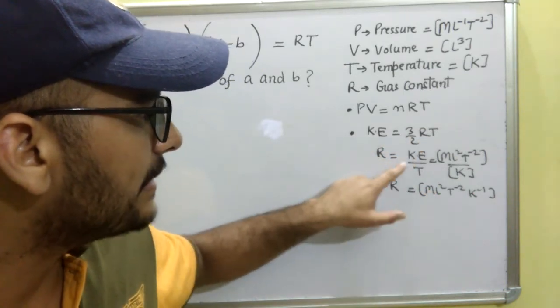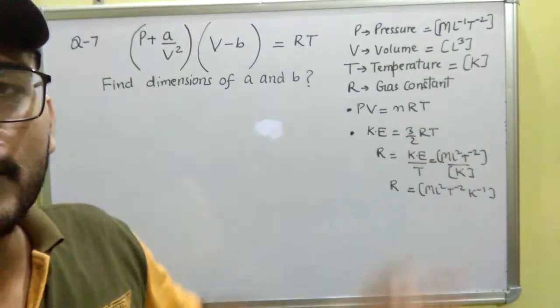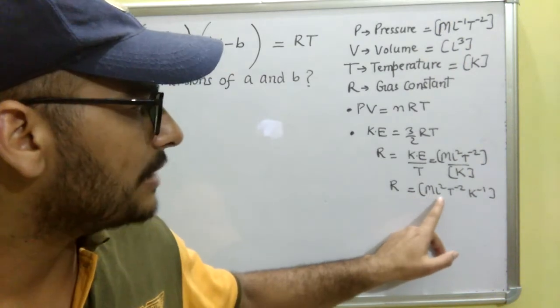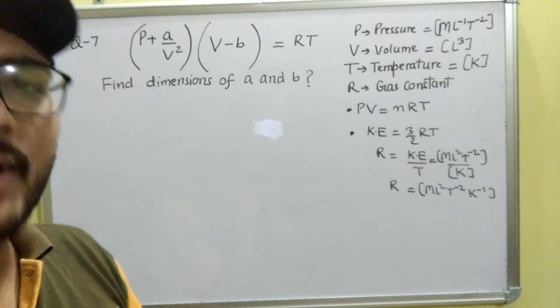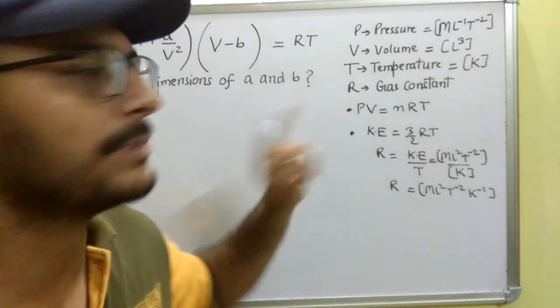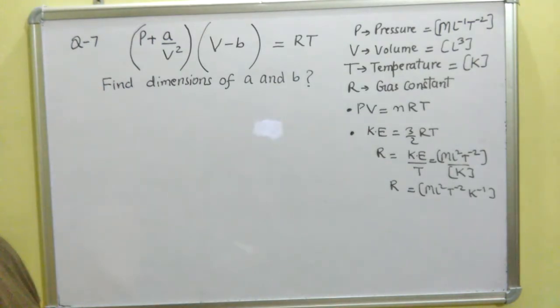So R will be equal to kinetic energy divided by T. Kinetic energy means energy, which is ML²T⁻². Work done and energy are the same, and T is your temperature. So you get the dimension formula for gas constant as ML²T⁻²K⁻¹. Whenever you want to calculate it, always prefer this one. It is very easy compared to this one. From here you can easily calculate the dimension formula for gas constant.